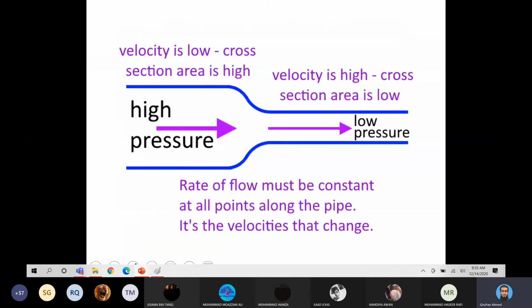Just like this one, velocity is low, cross-section area is high, and there would be high pressure. And if velocity is high, cross-section is low, there will be low pressure. So the rate of flow must be constant at all points along the pipe. It's the velocities that change. Q same रहेगा.